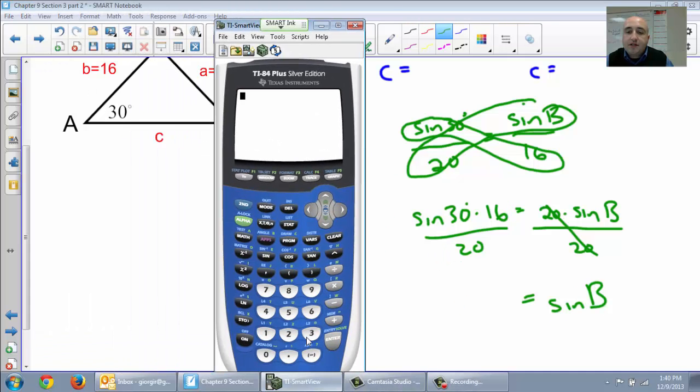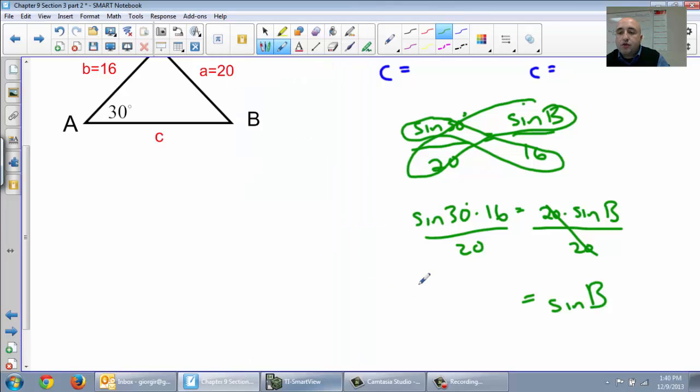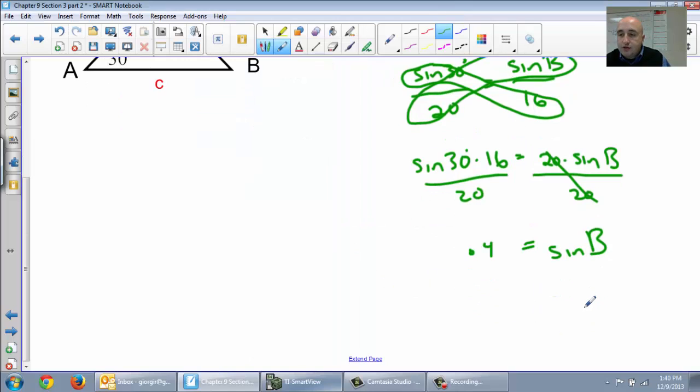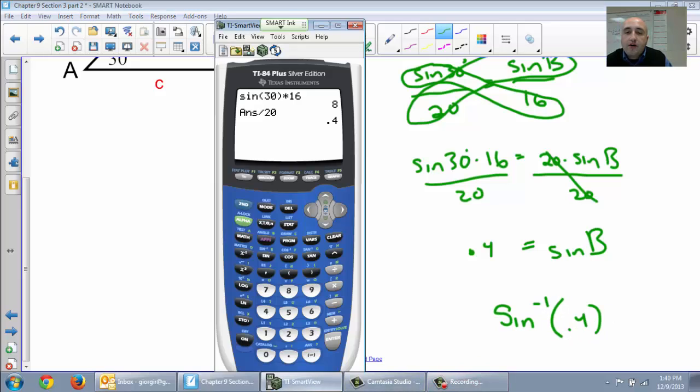So sine of 30 times 16, and then I'm going to divide that by 20. So I get 0.4. All right, now, how do we find angles using our calculator? We've talked about this before. We have to hit the second button. So second sine of 0.4, and that should give you our angle.